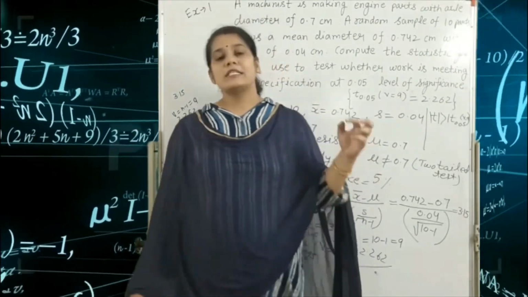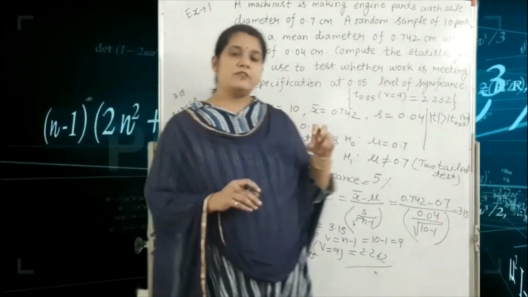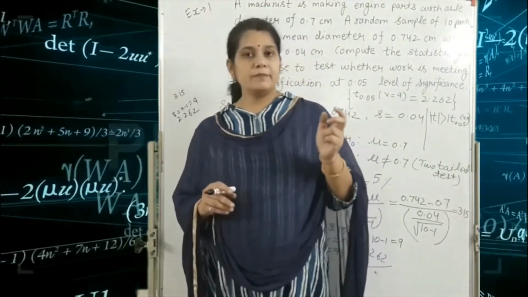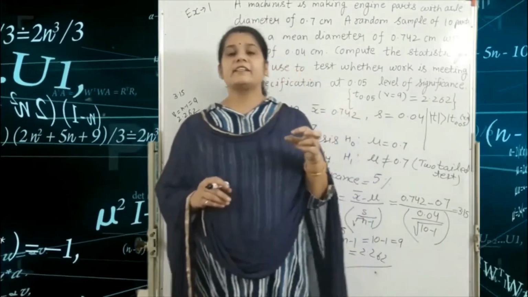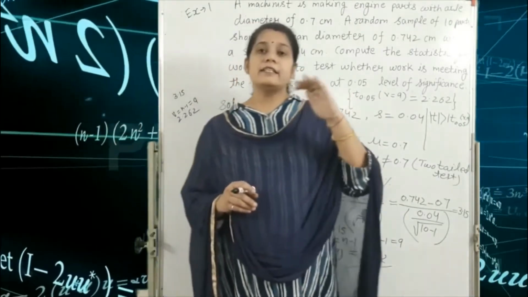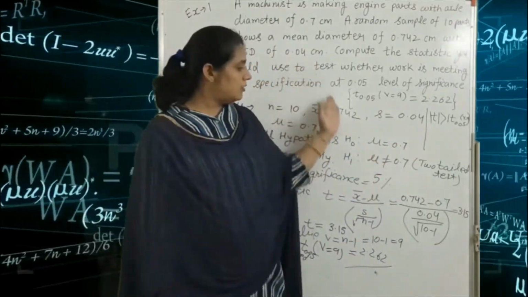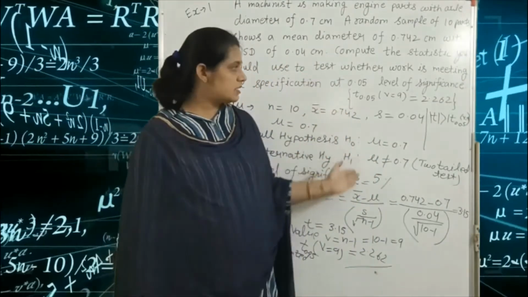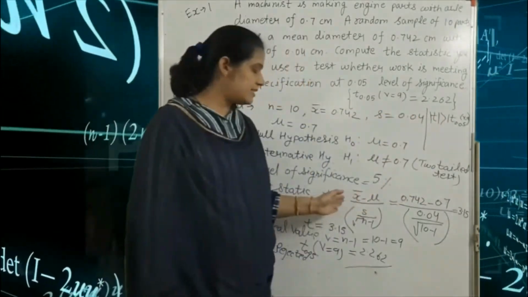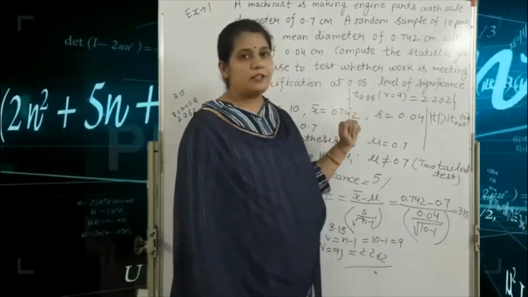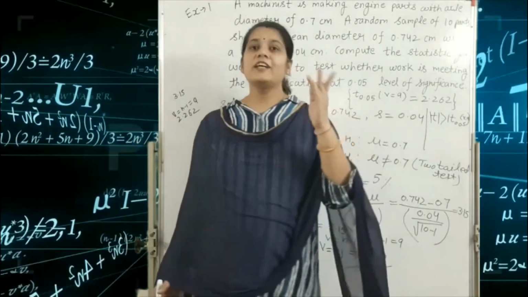So this is an example of a small sample. In this question, we are given the mean according to the population and the sample, but the standard deviation is given only in the sample form, not in the population form. So we use this process, and after finding the test statistic, the critical value is already given in your question.